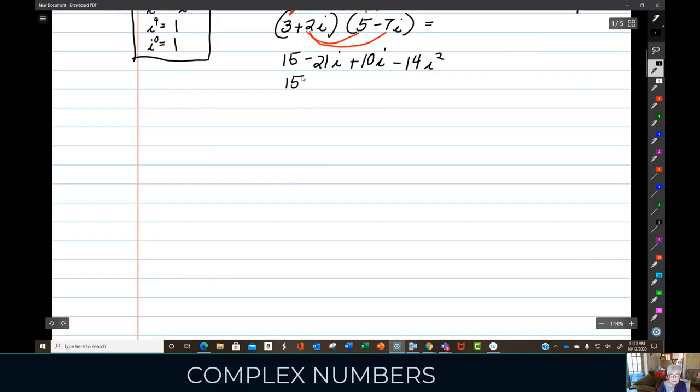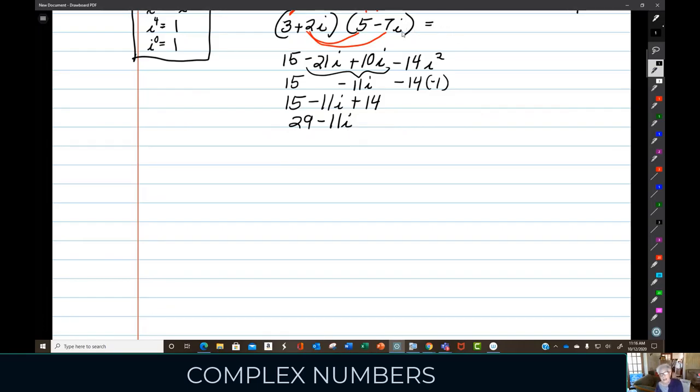So that will be 15, this will be minus 11i, minus 14 times negative 1. So that will be 15 minus 11i plus 14. So that will be 29 minus 11i. What you get when you multiply these two complex numbers together is 29 minus 11i. Amazing, isn't it?